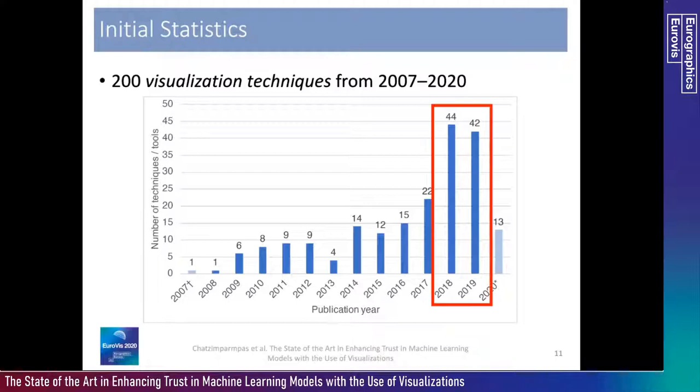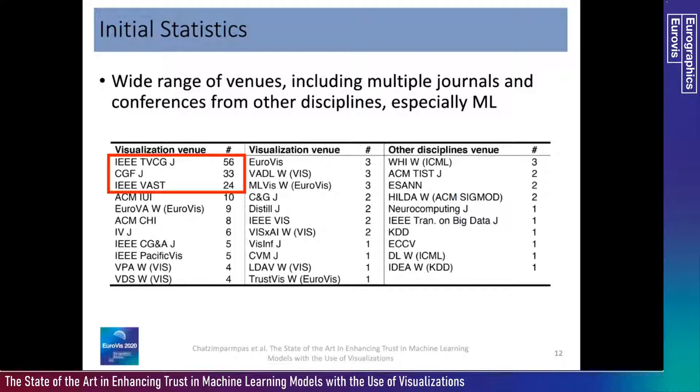The trend seems to strongly increase during the years of 2018 and 2019, and the perspective for 2020 looks very positive toward techniques that work with problems related to trust in machine learning. With regard to the venues, IEEE TVCG, CGF, and IEEE VAST were the main journals and conferences where we identified the most papers. However, in general, we found various submissions in multiple venues, even from other disciplines, mostly related to machine learning, such as workshops in ICML and KDD conferences.